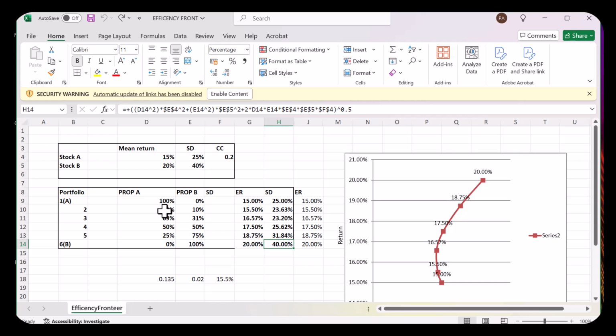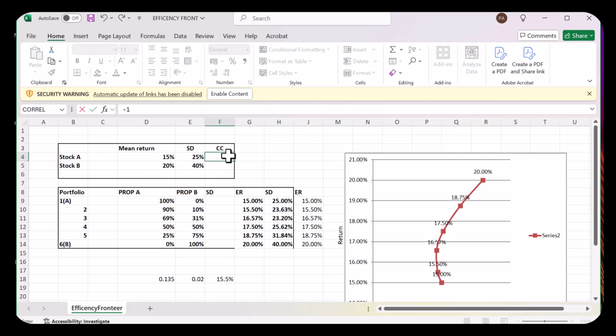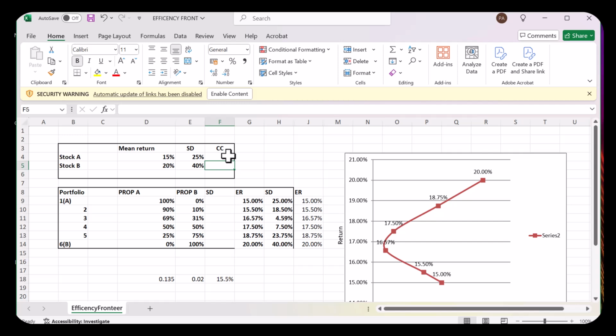Is that okay? Fine. And now what I can do is just change this. Suppose I say I have invested in assets which are not correlated to each other at all. Then the risk will go down to the minimum, which is 4.59%, and the return goes up to 16.57 here.